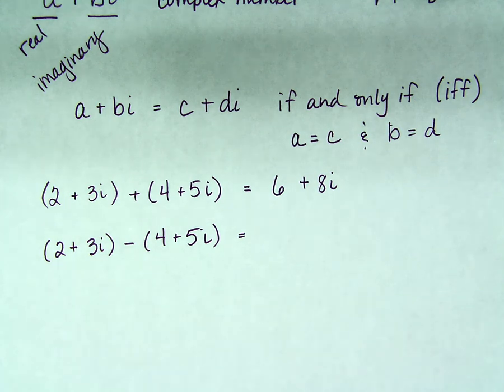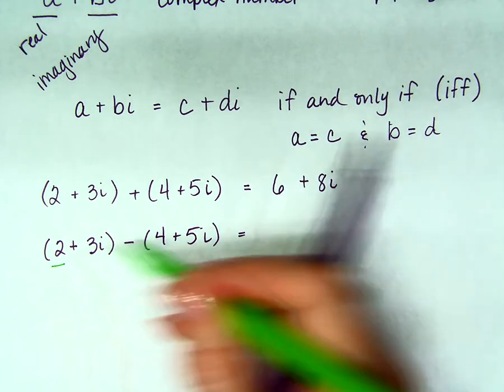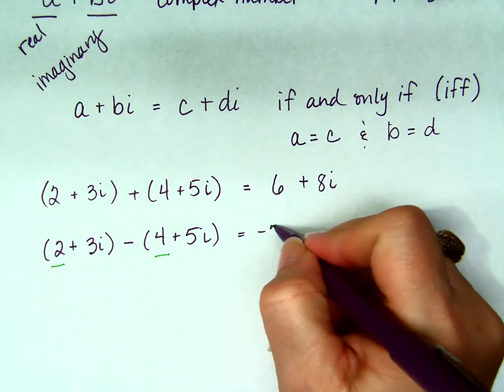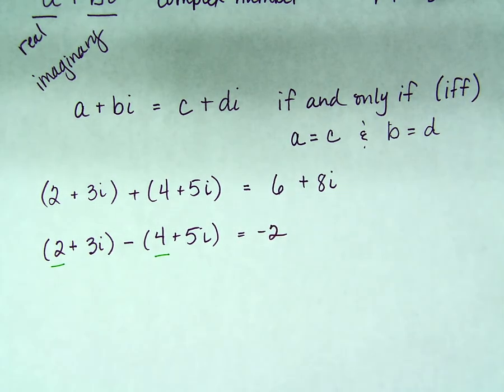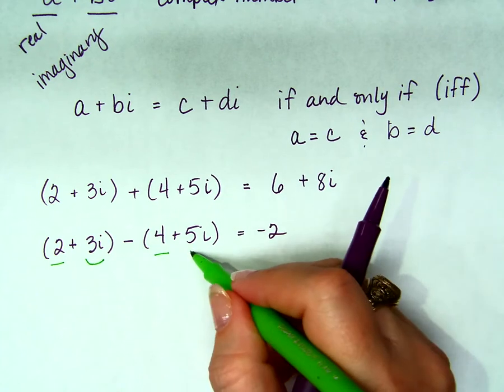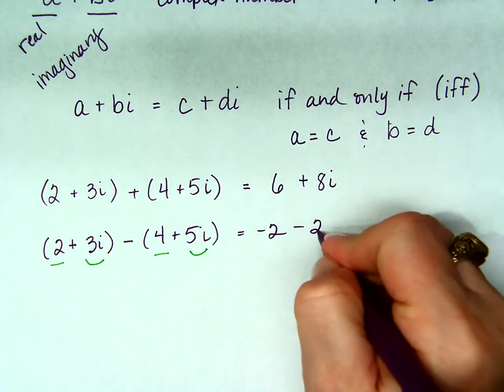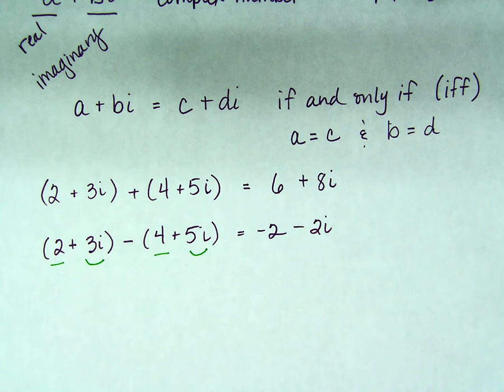Otherwise, we can only add real parts or subtract, in this case, 2 minus 4, which is -2, and we can only subtract imaginary parts, 3i minus 5i, -2i. Everybody okay with that? Okay.